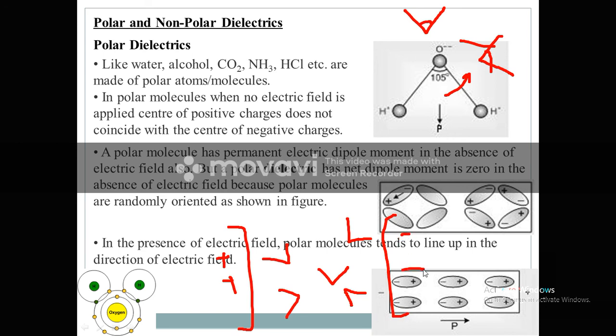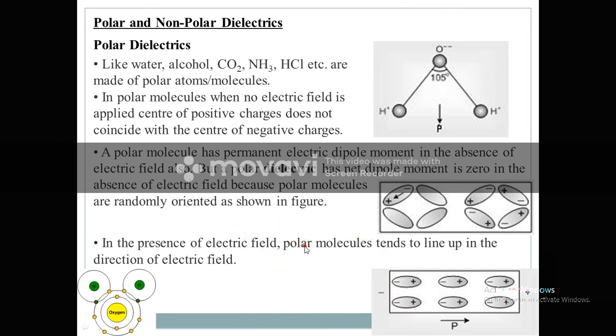How will they rotate? This is the O, and these are the H. The positive will be attracted by the O, so it will rotate in this direction. All the O's will be on the left side and all the H on the right side. For example, this is the positive and this is the negative. This will be the alignment position after applying the electric field, and this is called the polarization in polar dielectric.